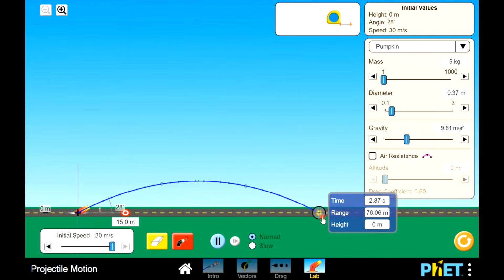So, malapit. Ibig sabihin pala, yung nakuha natin na distance traveled ay same sa range na naka-identify dito sa projectile motion na ito.